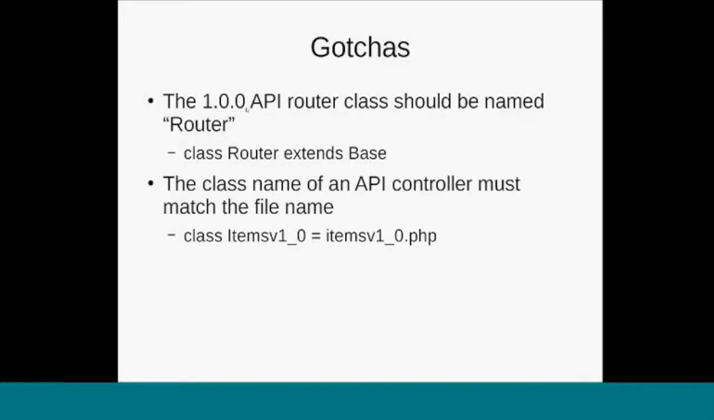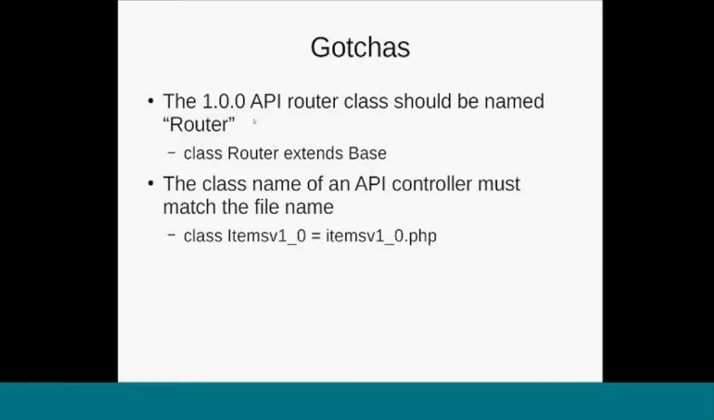Some gotchas, just to make sure you don't run into any sticking points: the API router class should be named Router. That's it. I was saying earlier that if you have a router that's routing for the v2.5, so version 2.5 endpoint, it'll be named in a specific way, v2_5. So for the 1.0 version of your endpoint, it doesn't have any special naming. Just leave it as Router.